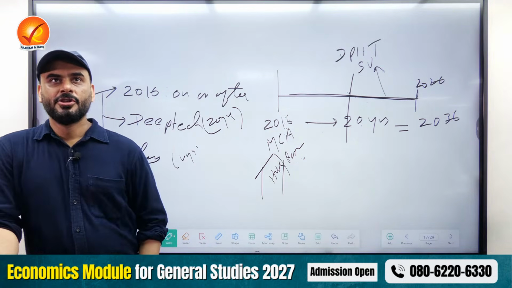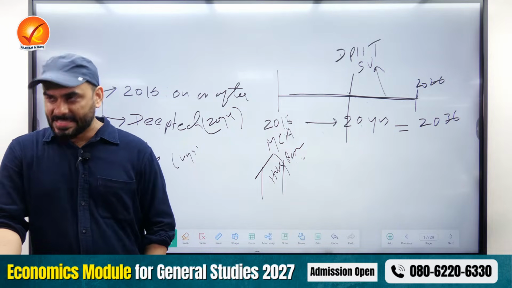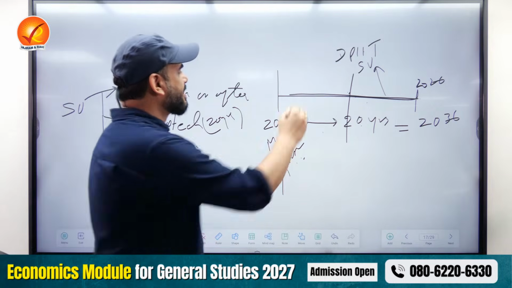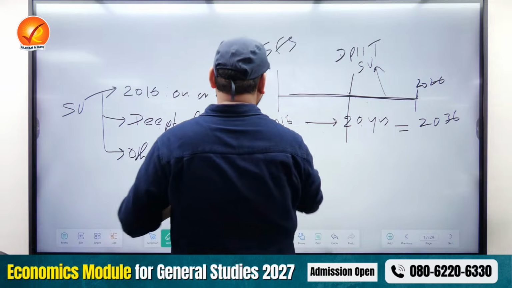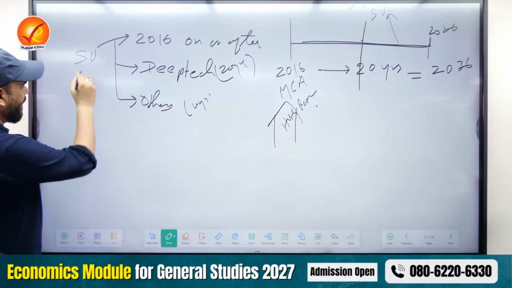Right. So this is the first part which you should be doing. And the second part is the scheme related to startup. That also you can do. For example, there are schemes like the Startup India Seed Fund Scheme. Similarly, how do you do the schemes? From here, you start to do the scheme.